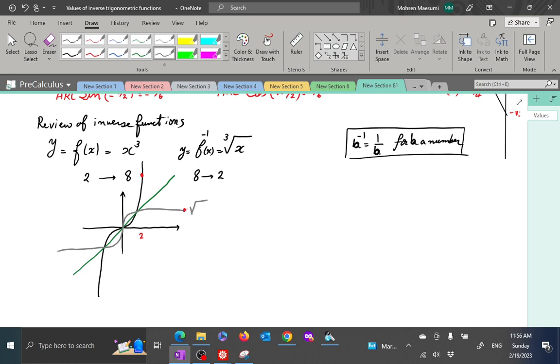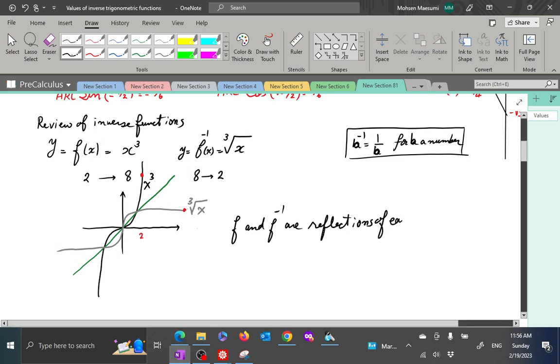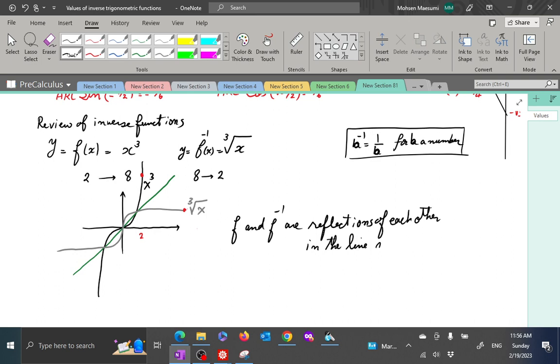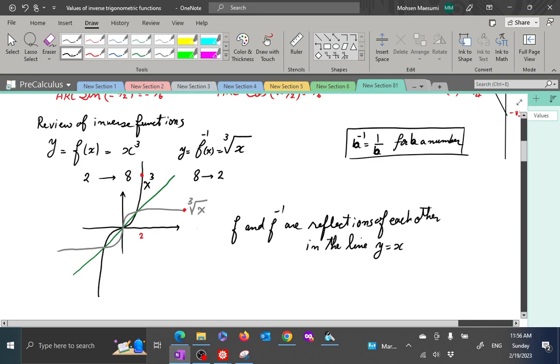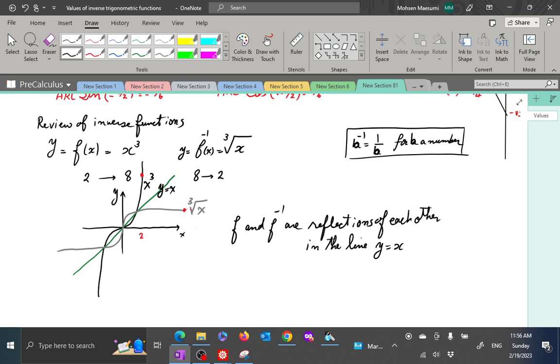So this is the graph of cube root of x, and this is the graph of x cubed. What we learned at the beginning of the semester is that f and f inverse are reflections of each other. If you have forgotten this, go back to the original lecture and review this concept again. Reflections of each other in the line, what line was that? The 45-degree line, also called y equals x.